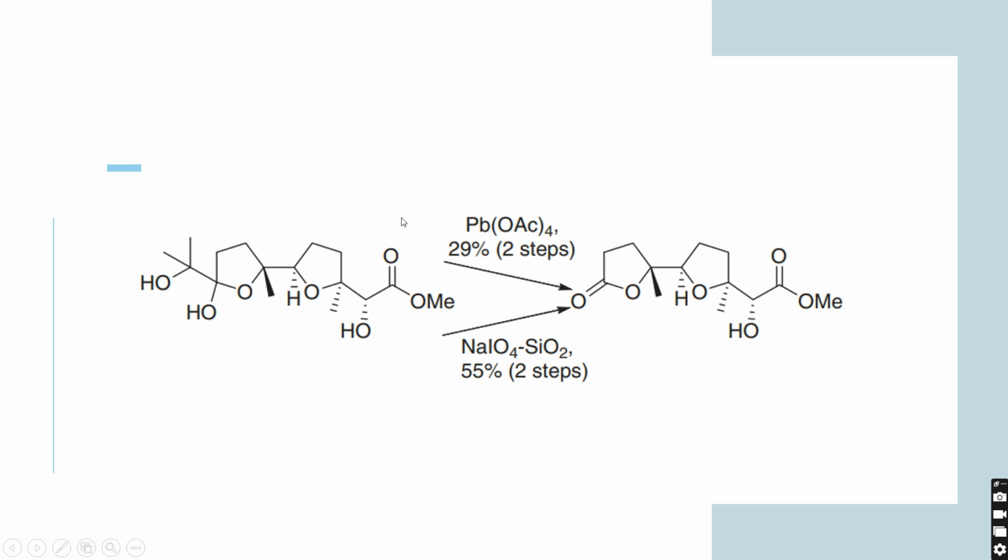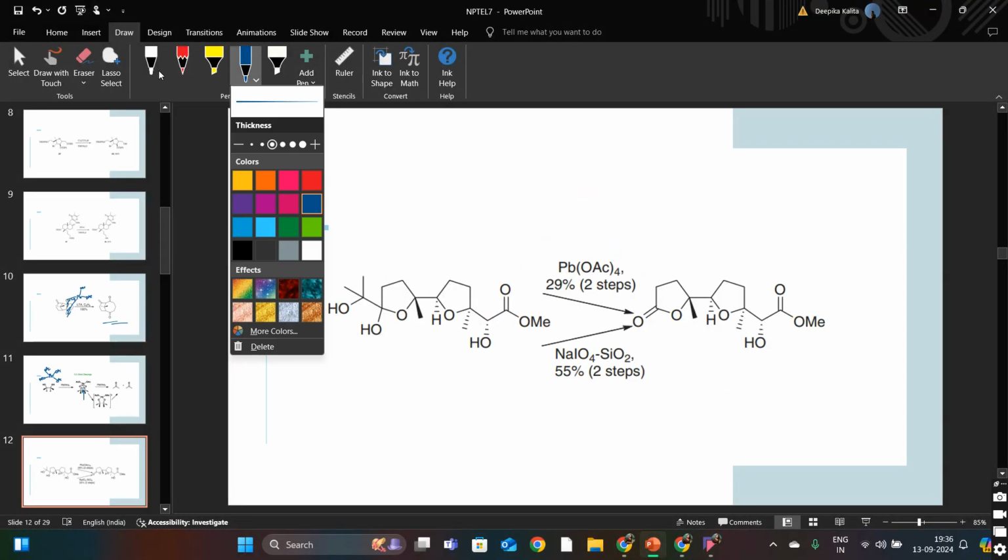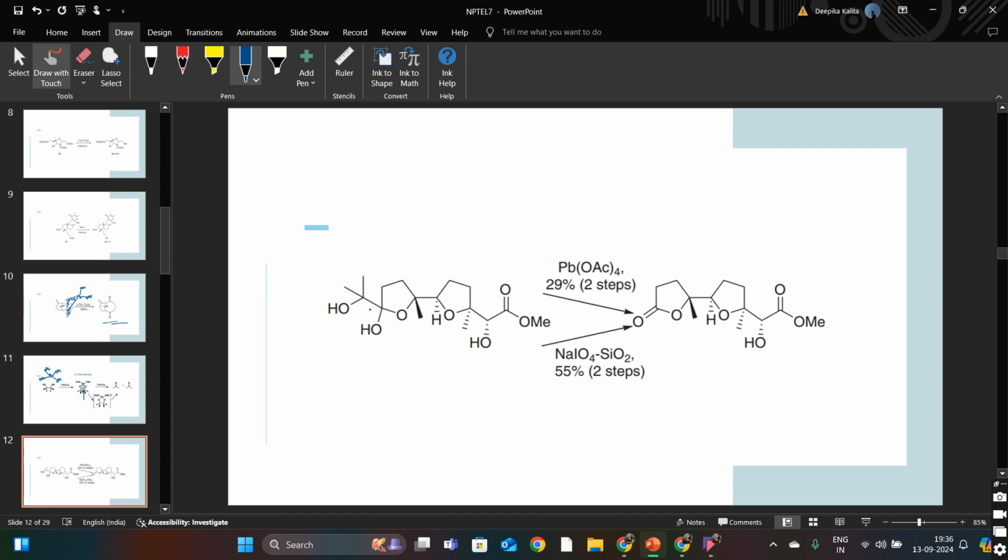But you only have to notice this diol functionality present in this substrate. You can see that both lead tetraacetate and sodium metaperiodate on silica are giving you the same product, which is basically this diol carbon-carbon bond. This bond will undergo breakage to give you this lactone moiety, because like I showed you, these two diols will bind to your lead center, and subsequently the five-membered ring will undergo breakage in this way to give you this lactone.